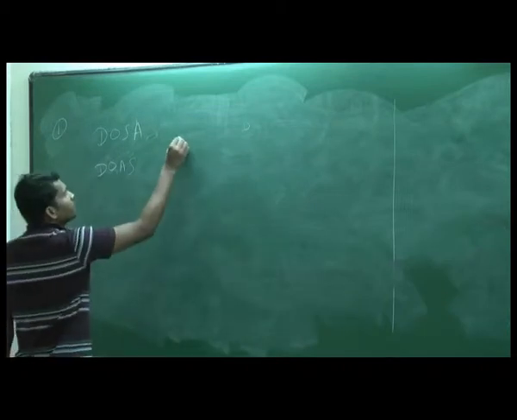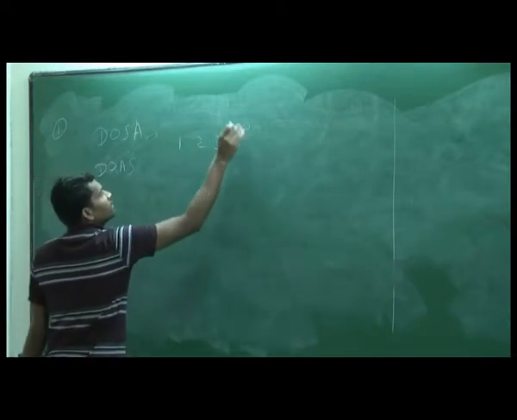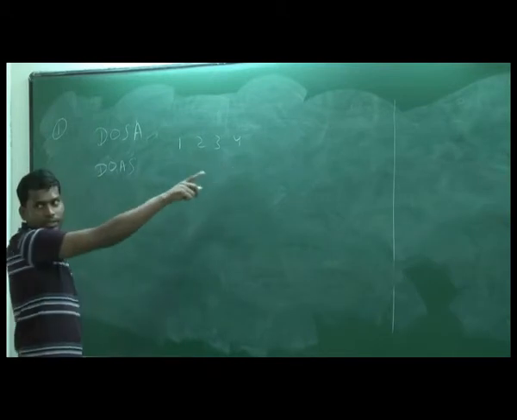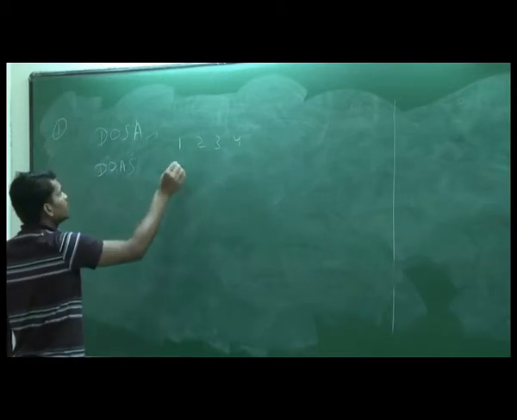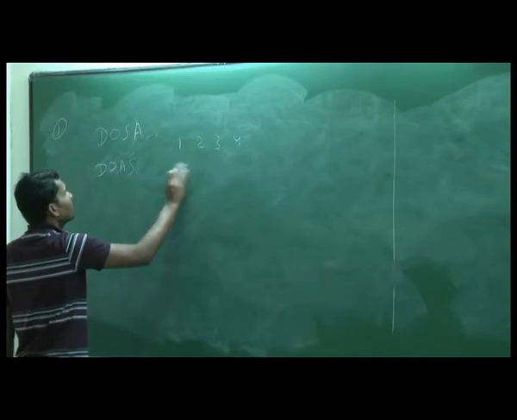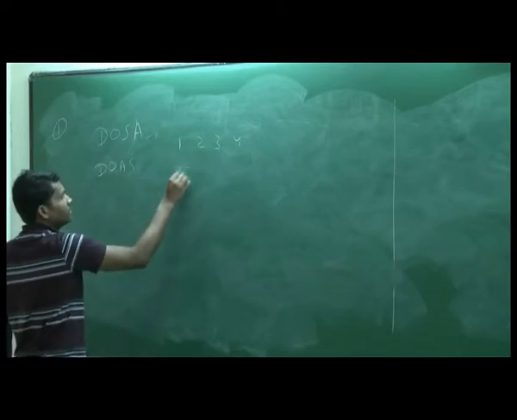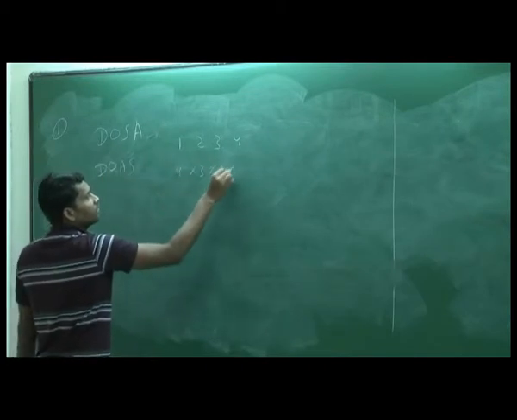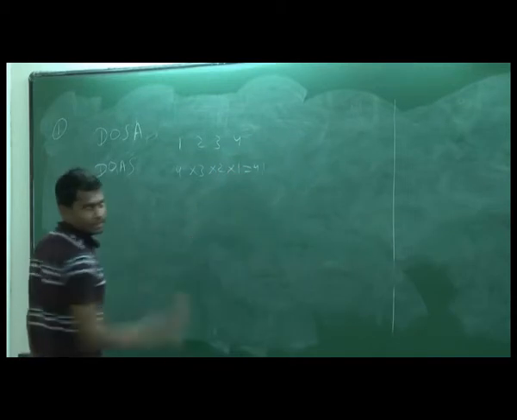Or we can do the same kind of analysis: if we have 1, 2, 3, 4 slots, then the first can be done in how many ways? 4 ways. Second one 3 ways, 2 ways, 1 way. 4 factorial.